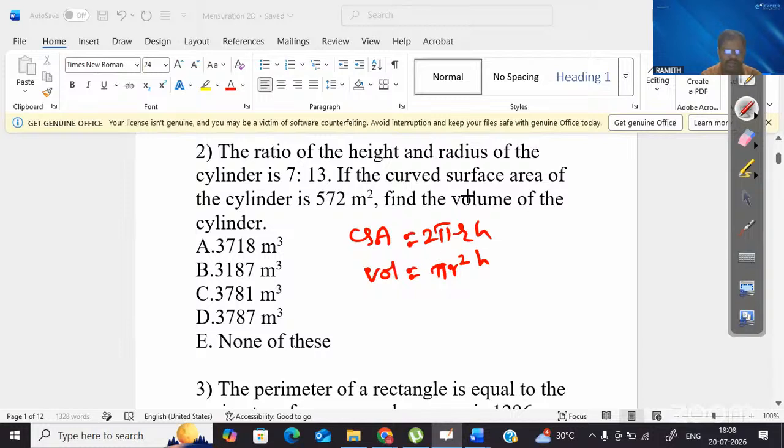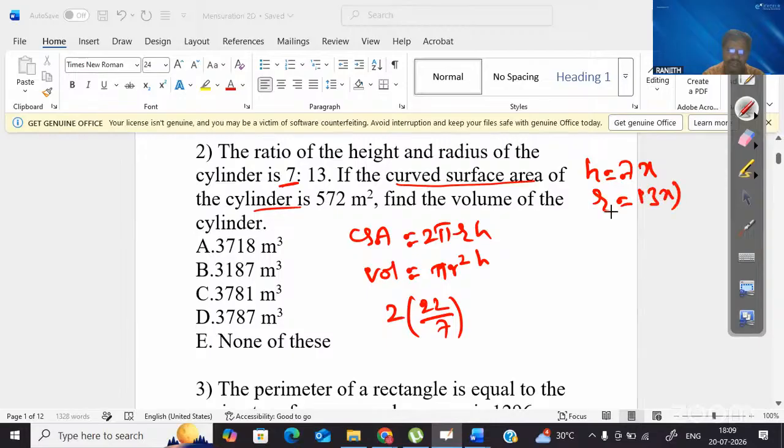So it will be equal to what is given? The curved surface area of the cylinder. What is the curved surface area of the cylinder? 2 into 22 by 7. So what is the height? Height is equal to 7x and radius is equal to 3x. So we need to multiply these two.